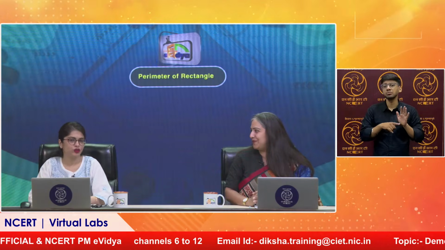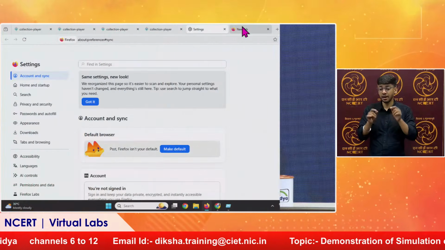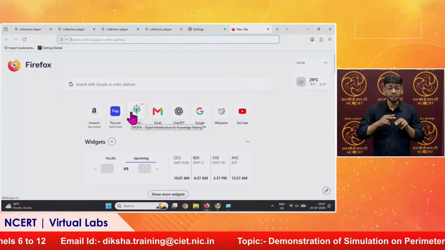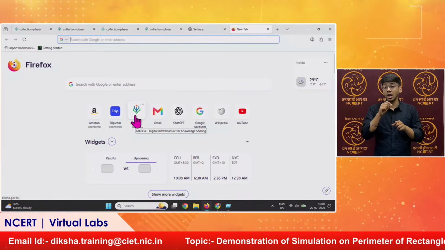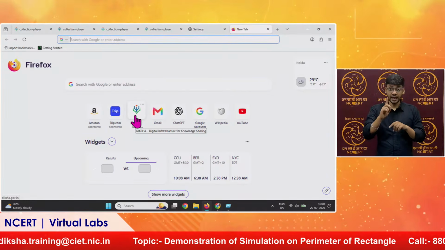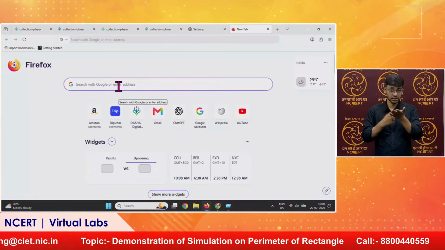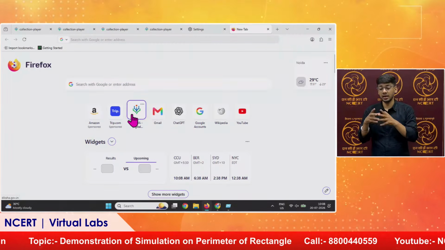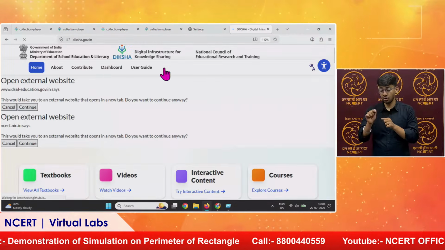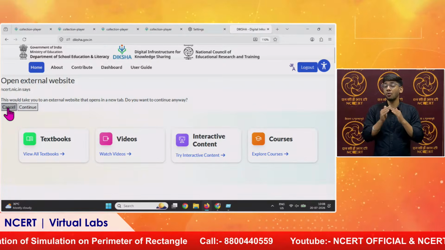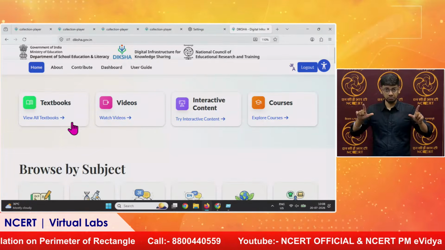Okay. So let's explore the simulation. For this we have to log into the Diksha platform, and a one-time registration is required here. So you have to type www.diksha.gov.in. So this is the home page of Diksha. Now we can see the textbook section is there.